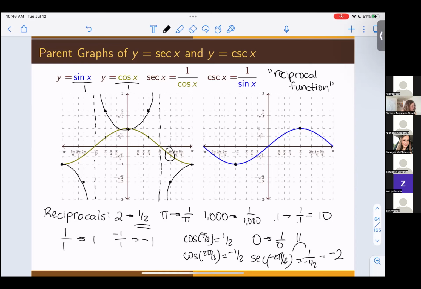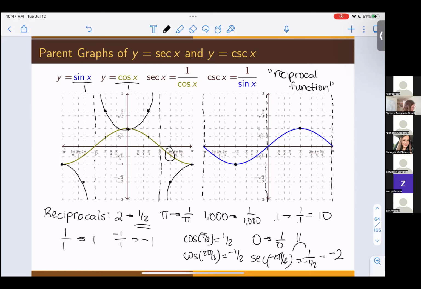Same thing over here with cosecant. The function is 0 at -pi, so we're going to have an asymptote because 1 over 0 is an asymptote. We're going to have an asymptote right at x equals 0 and an asymptote right at x equals pi, because that is where we have zeros of the sine function.